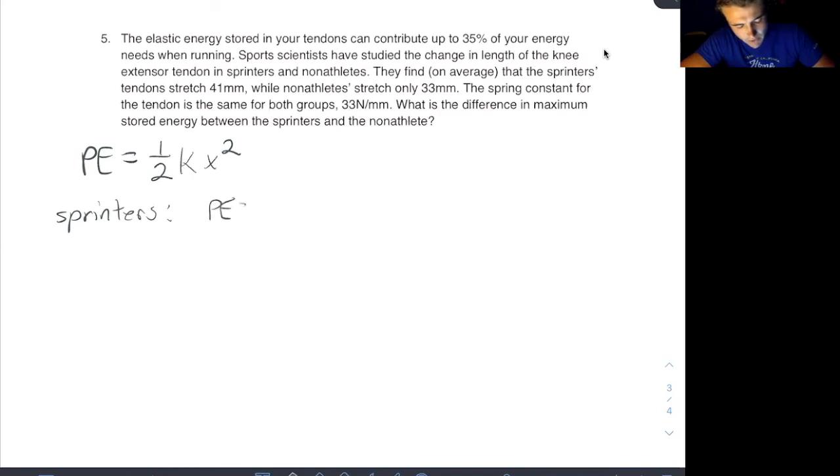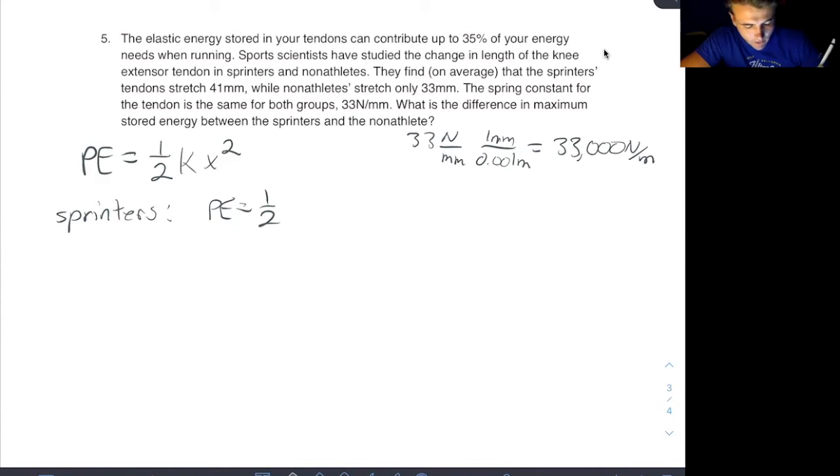So their potential energy equals 1/2 K. What is K for the sprinters? Well, it's the same for both, right? So it's 33 Newton millimeters. So remember, your K value has to be in meters. So just convert 33 Newton millimeters to meters. We know that 1 millimeter is equal to 0.001 meter, right? So that's 33 divided by 0.001. So that gives us 33,000 Newton meters, okay?